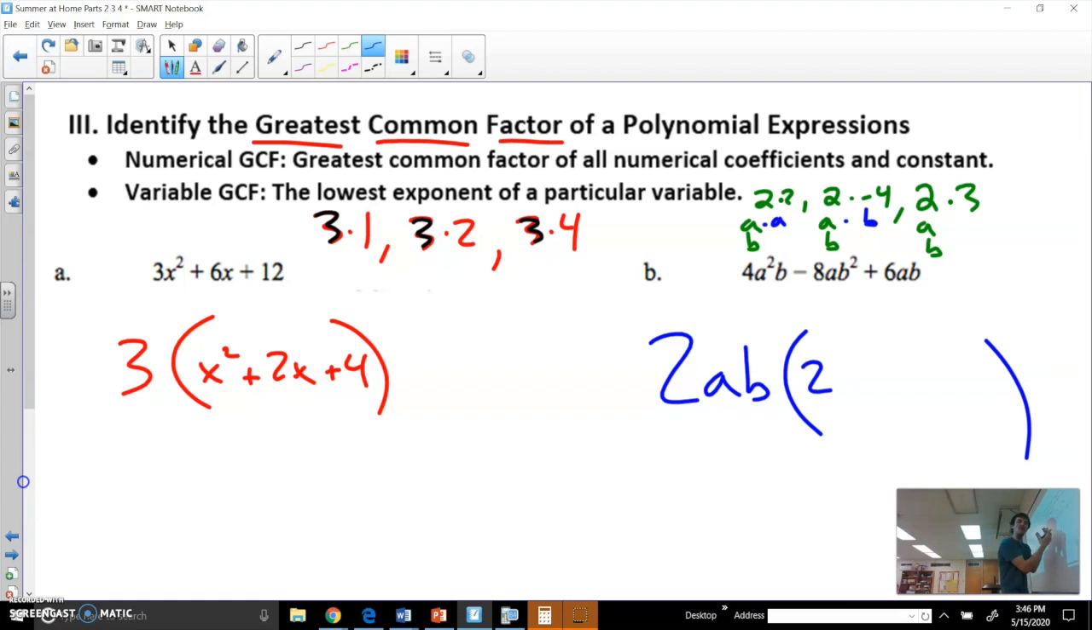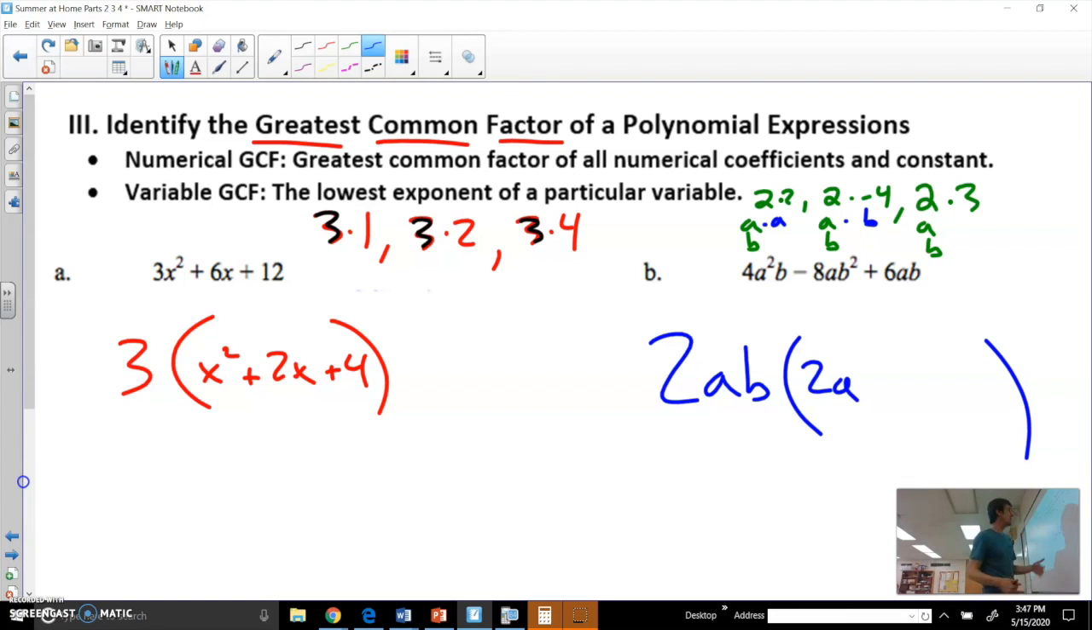But when we go to divide out a variable, we got to remember our power rules. A squared divided by a, I'm going to subtract those, 2 minus 1, and that leaves a 1 for my power. So if you were to multiply these together, 2ab times 2a, that produces 4a squared b, which is the exact first term that I have, but I have reduced it all by what's called the greatest common factor.